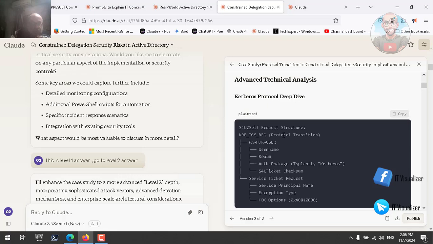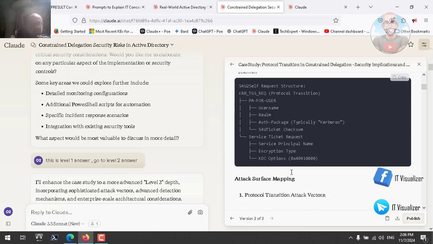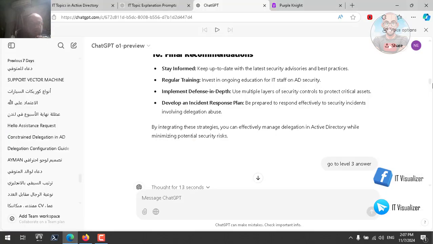He's giving us the structure of the Kerberos ticket grant service. So this is the request, and then the username, the redeem. So it's more complicated. Okay, and I think this is for protocol transition, maybe, I don't remember.